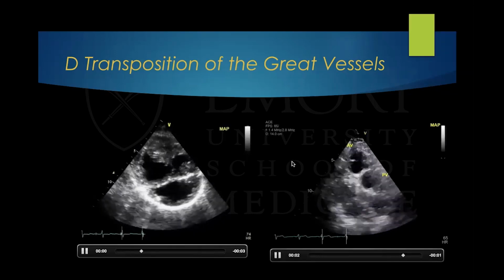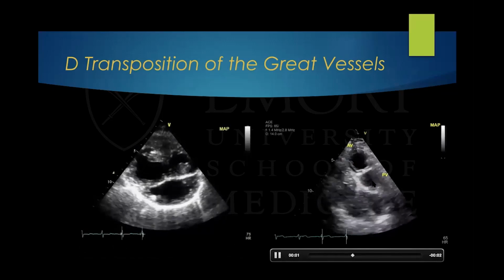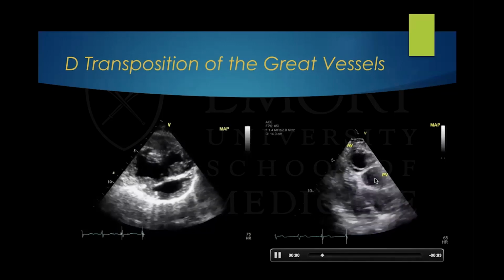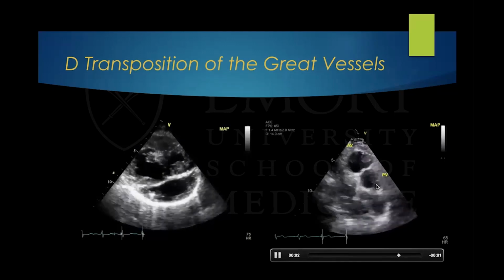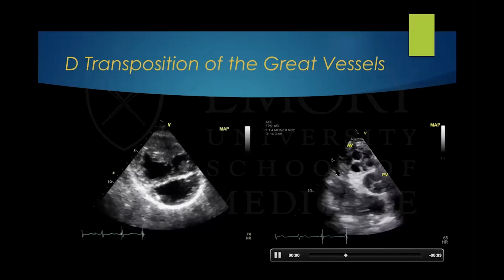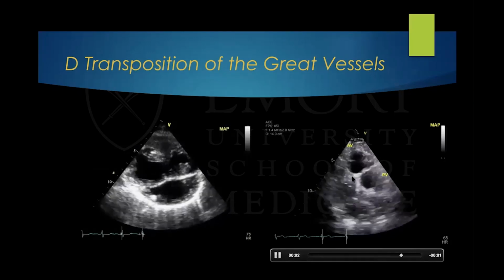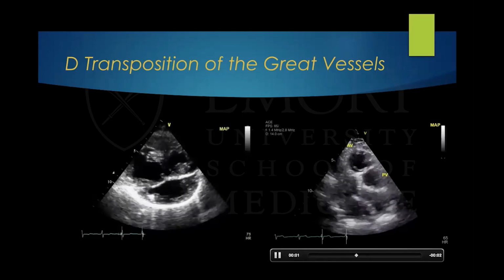And when you go to the short axis at the level of the great vessels, you will appreciate that the pulmonary valve is posterior and now the aorta is anterior and to the right. And this is what is the D-Transposition of the great vessels.